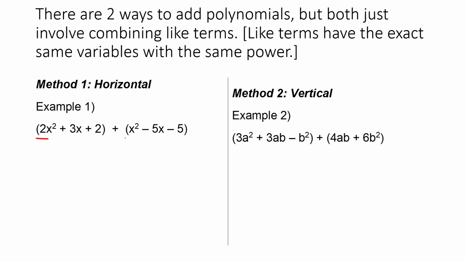I have 2x squared and I have 1x squared. What does 2x squared plus 1x squared make? 3x squared. I have 3x and negative 5x. What do they make? Negative 2x. I have 2 and I have negative 5. What do they make? Negative 3. That is horizontal.